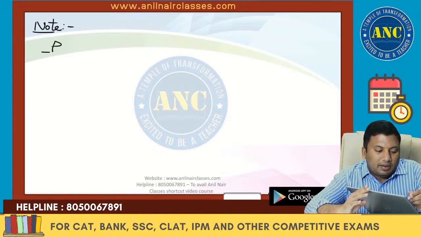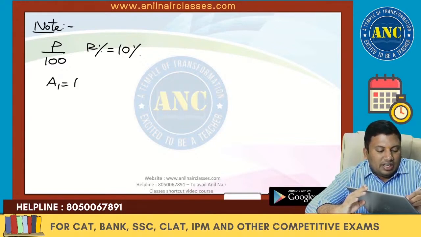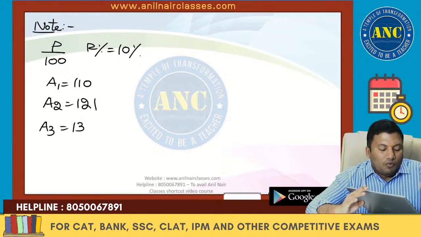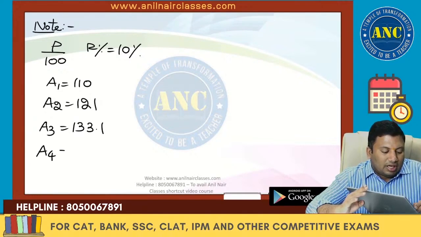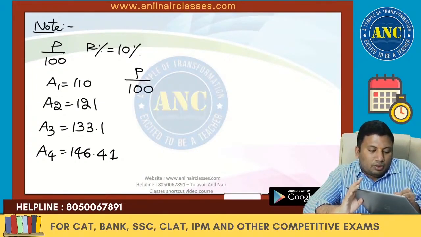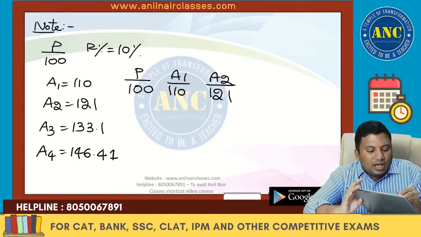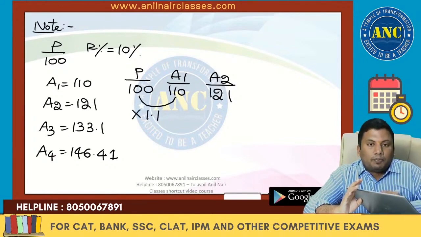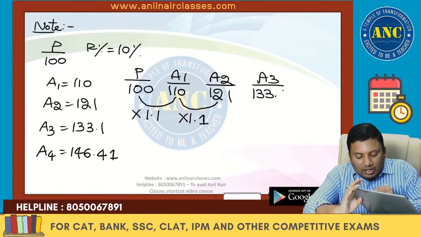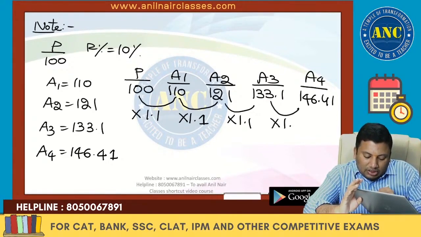Suppose I take principal 100 and rate as 10%. Amount after first year is 110, after second year is 121, after third year is 133.1, and after fourth year is 146.41. So if the initial sum I took from my friend is 100, after first year it is 110, after second year 121. 100 became 110, it is into 1.1; 110 became 121, into 1.1; 121 became 133.1, into 1.1; 133.1 became 146.41, into 1.1.